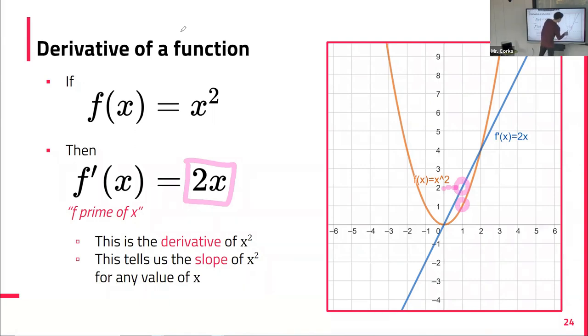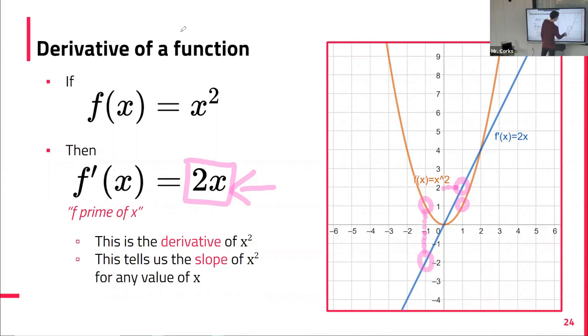Let's choose another point here. On our orange graph here, x squared, when x is equal to -1, what is the slope? -2, because -1 times 2 is -2 also. We just line it up vertically, find out where the derivative lines up with that same x value. What's the y value there? It's -2. So that's the result, it's -2.